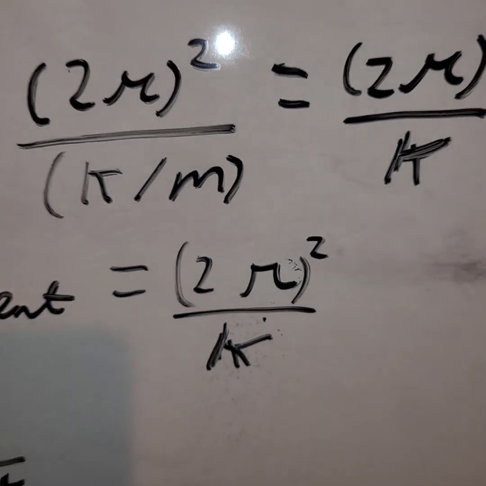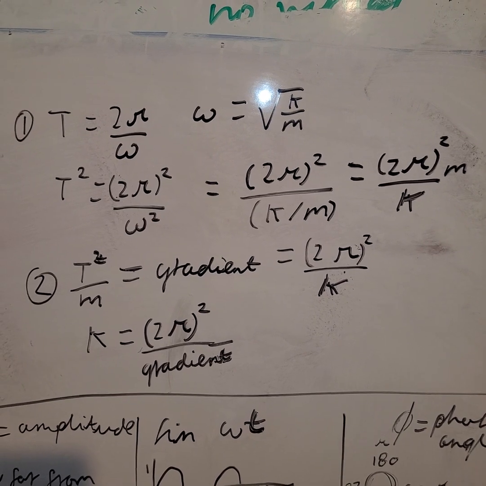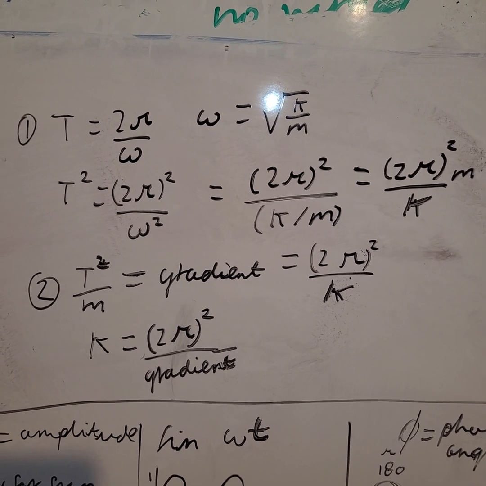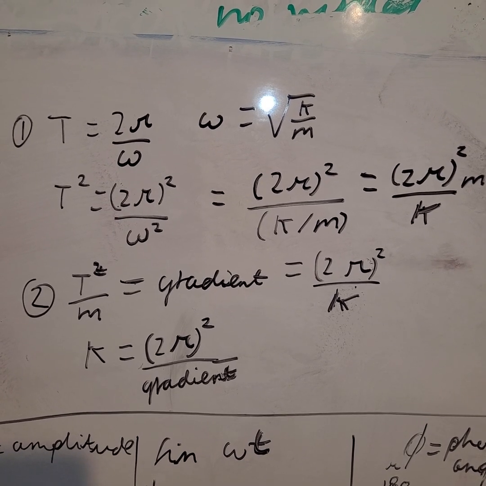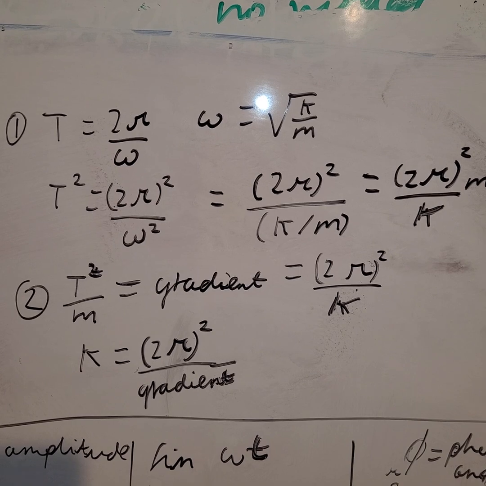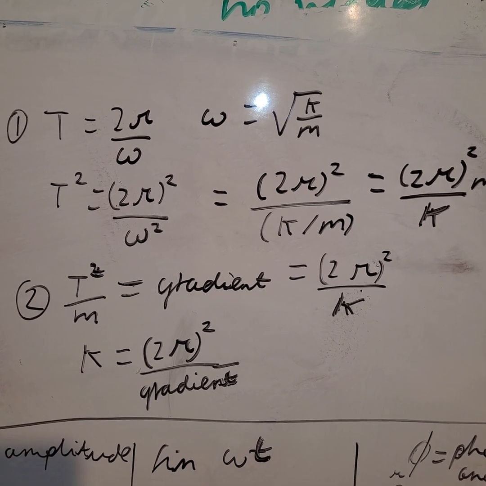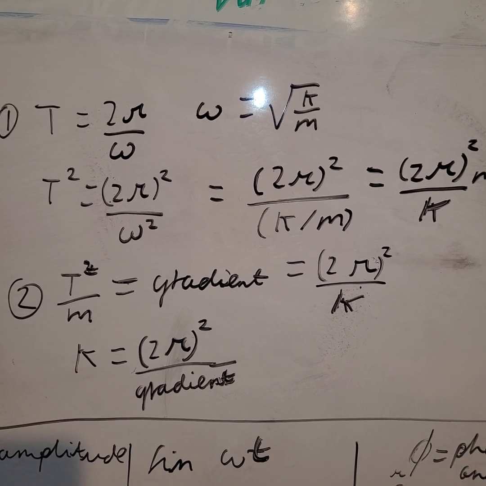I'm going to zoom out a bit just so you can absorb all that. The long and short of it is you can rearrange to solve for k, and k should be 2 pi squared over your gradient. Just to be clear, you get your gradient from Excel. Hopefully that video explains part B and how you're meant to solve for k for your spring.